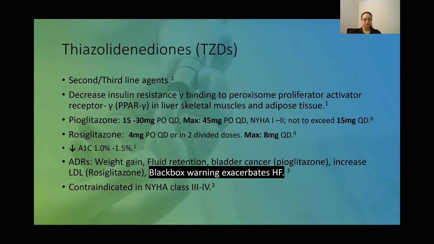Adverse drug reactions include weight gain, fluid retention, bladder cancer, especially with pioglitazone, and increased LDL, especially with rosiglitazone. TZDs have a black box warning that they exacerbate heart failure. They are contraindicated in class 3 and 4 heart failure.